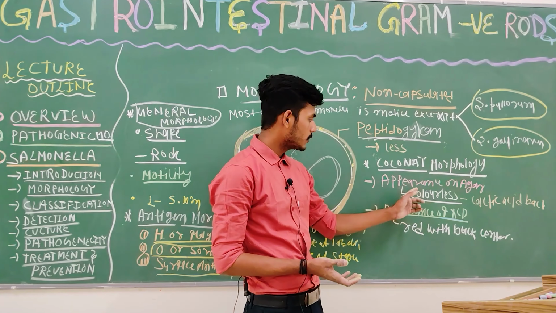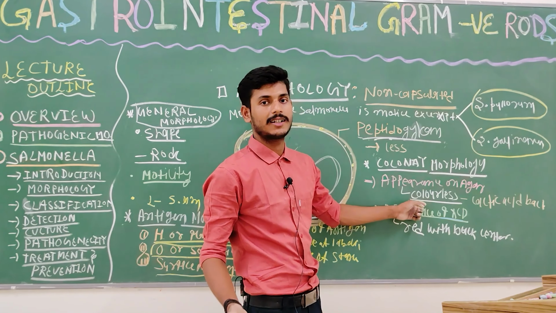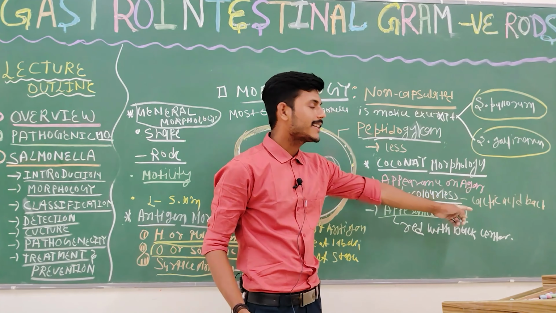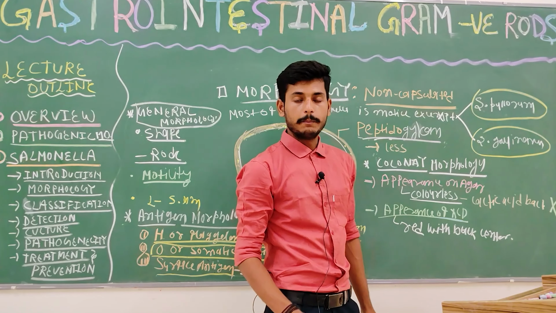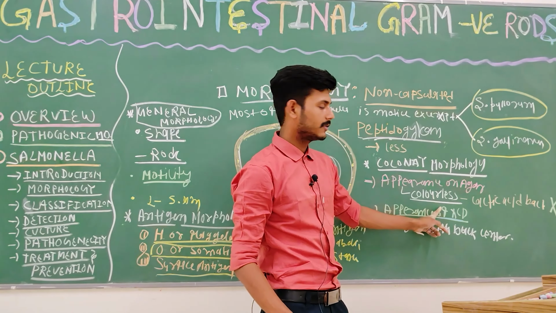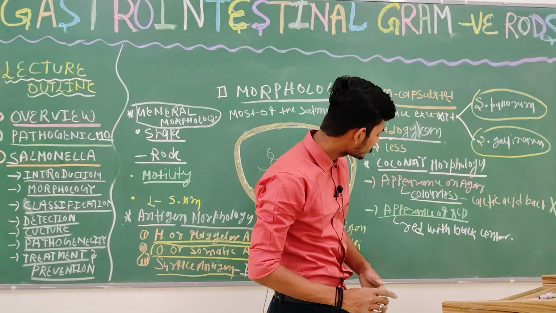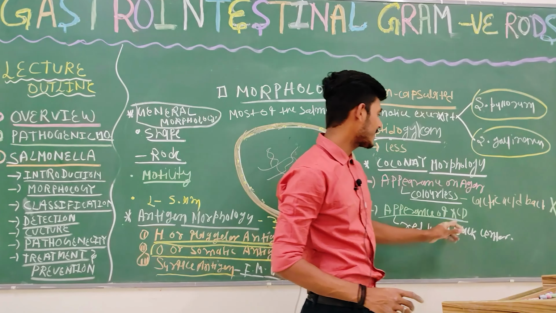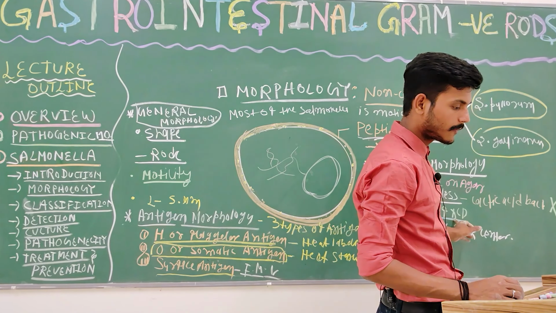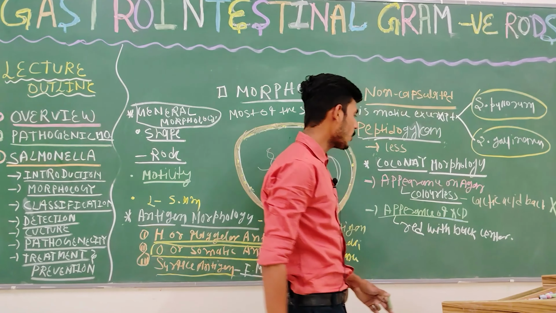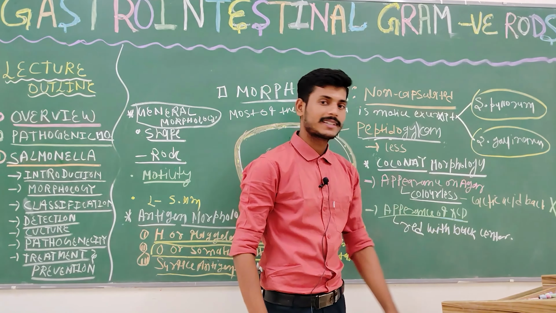The first characteristic is that if you put this bacterium on the agar plate, it appears colorless. Why? Because they are not lactose-fermenting bacteria, so it will not show any color. It is basically a hydrogen sulfide forming bacteria. Another one is their appearance on XLD. XLD stands for xylose lysine deoxycholate agar, and in this agar the bacterium appears red with a black center.